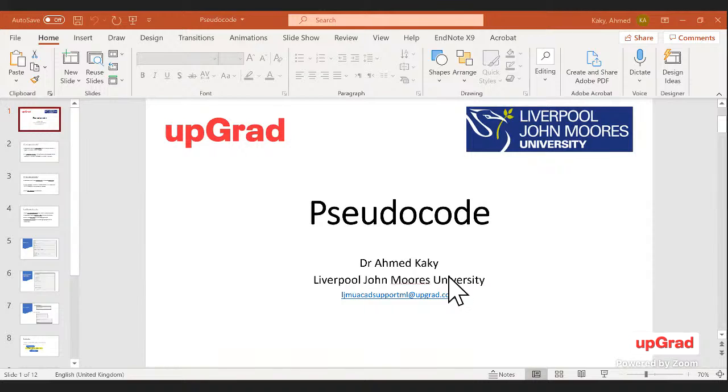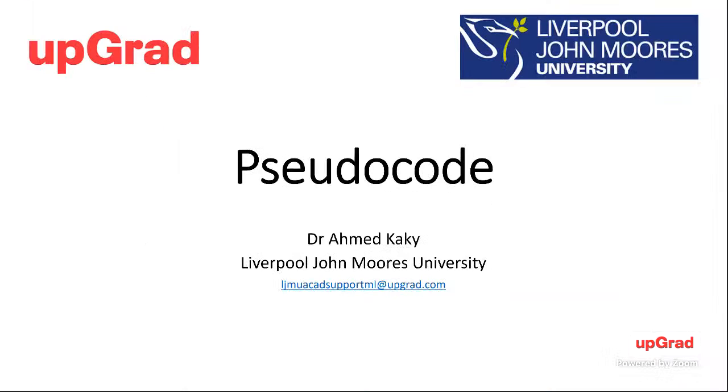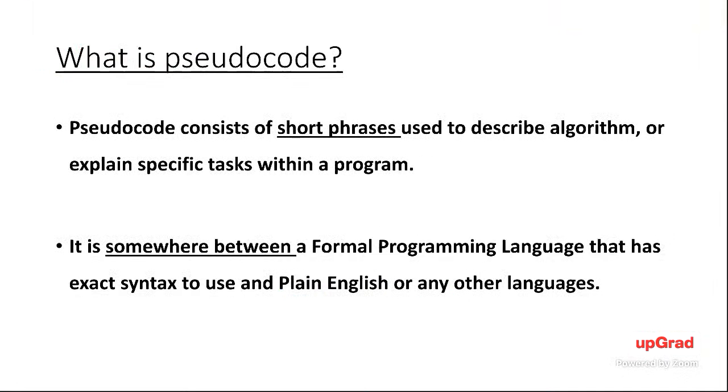Okay, guys, so today we'll be talking about pseudocodes. Pseudocode is a kind of shorter phrases that can be used to describe an algorithm, tasks, procedures, or a program. It sits somewhere between a formal programming language and plain English or any other language. You cannot write it as plain English, and you cannot use phrases from formal programming languages. I will show you what you can do with pseudocodes.